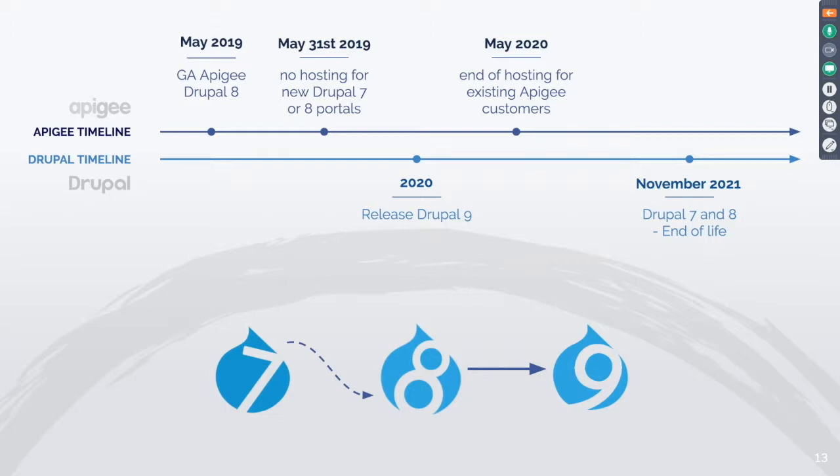In terms of timeline, in May 2019, the general availability of the Drupal 8 module was announced, and then at the end of May, there was the announcement that Apigee will no longer host Drupal 7 or 8, because there's a couple of Drupal 8 portals that we have hosted with Apigee. And they also announced that in May 2020, they'll stop hosting the current Apigee customers that they're providing hosting for. This correlates with the Drupal timeline, where in 2020 Drupal 9 will be released, and then in November 2021, Drupal 7 and Drupal 8 will have their end of life.